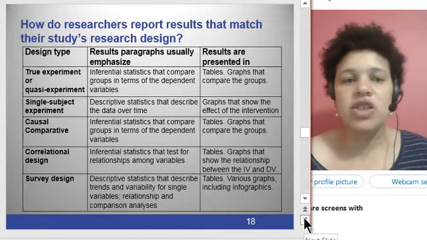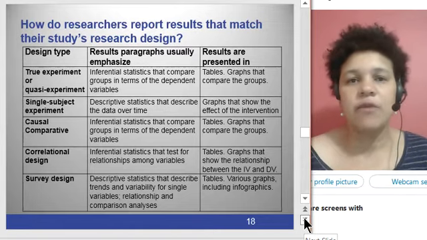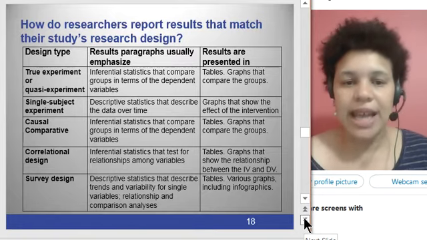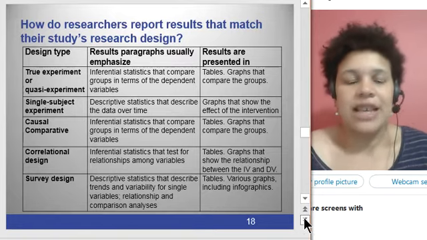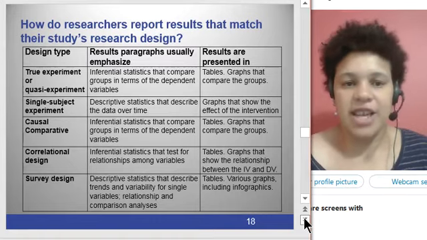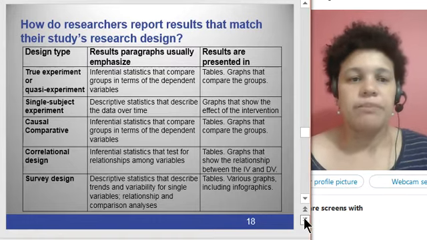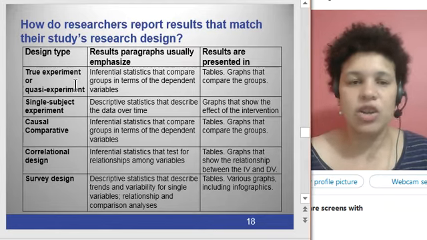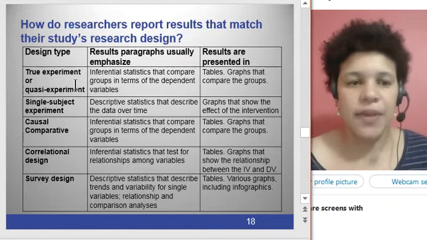In the past, certain designs tended to have graphs and other designs tended to have tables. Nowadays, basically, you can have tables and graphs for any kind of design. But the written paragraphs, the text that accompanies each result, will emphasize different things.